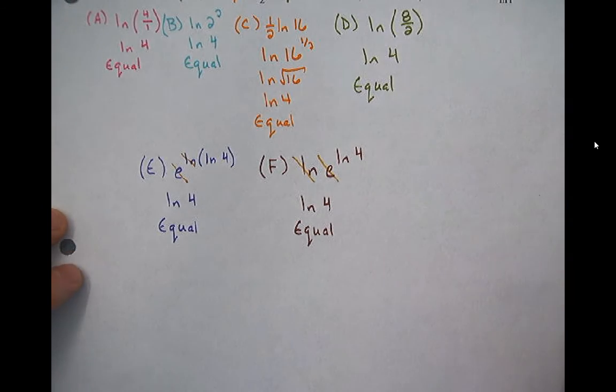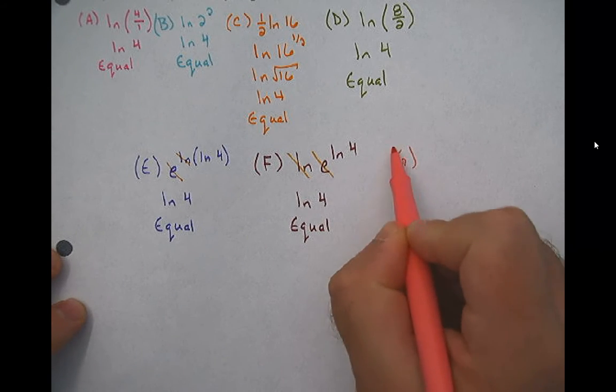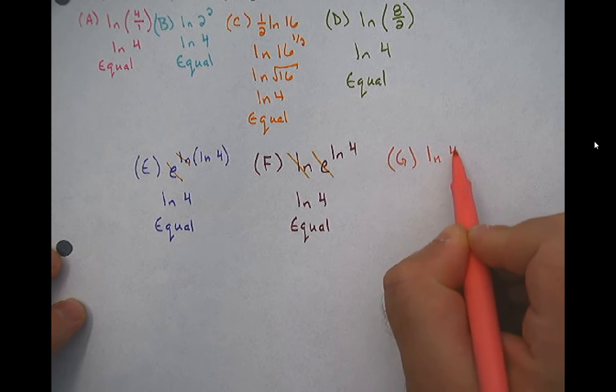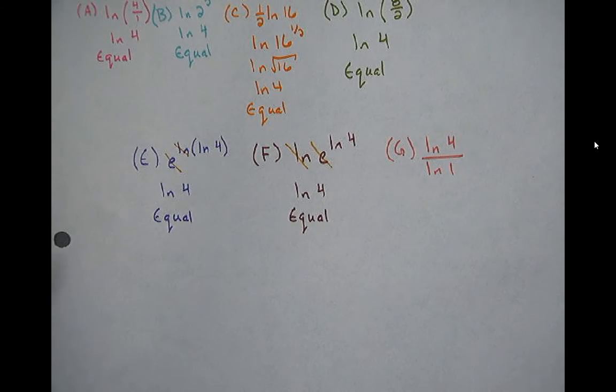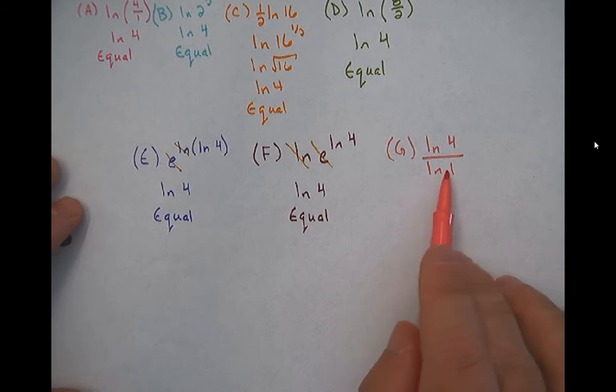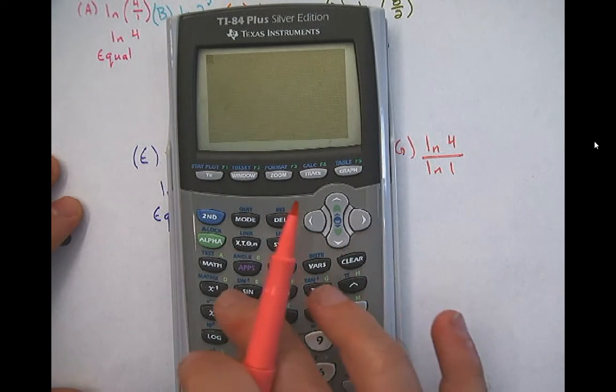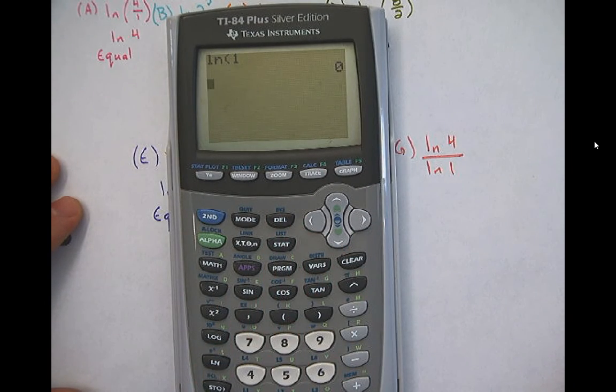So by the process of elimination, that's what I meant to say on that other example, we know it has to be G unless it's none of them. Usually it's going to be one of them because it is multiple choice, but let's just double check. In the G example, natural log of 4 divided by natural log of 1. Yes, these are two different things. Actually, this is even worse. This is undefined. Natural log of 1, any log of 1, is nothing.